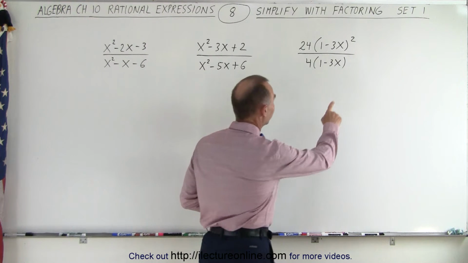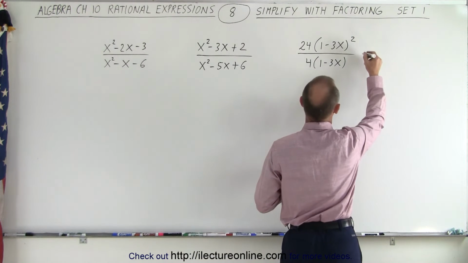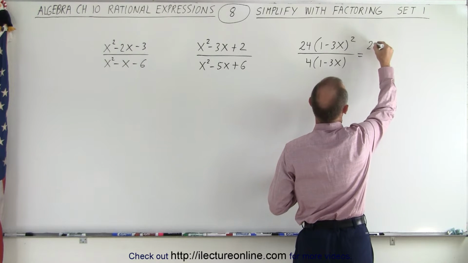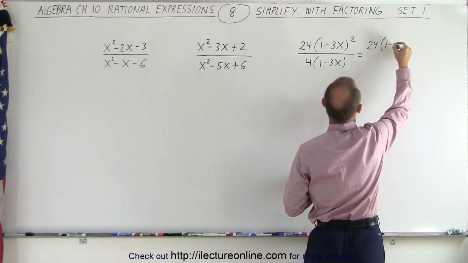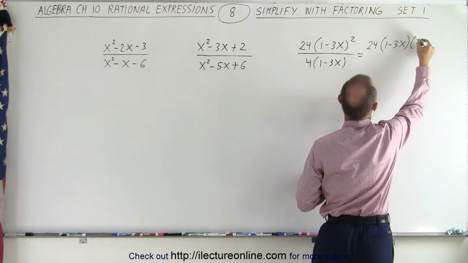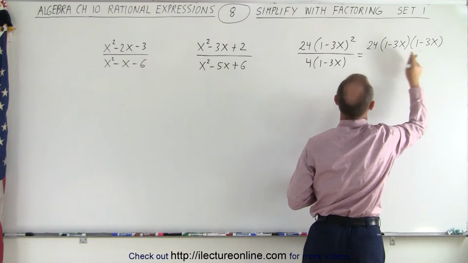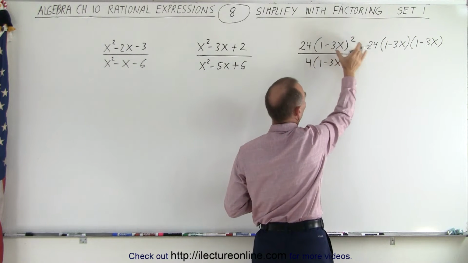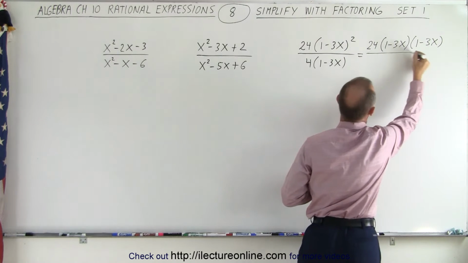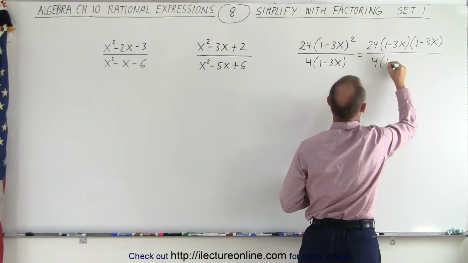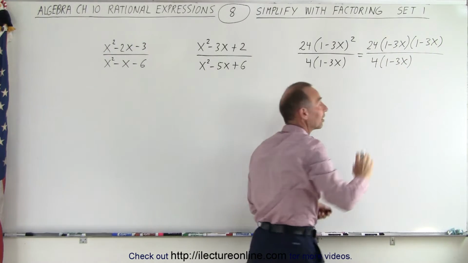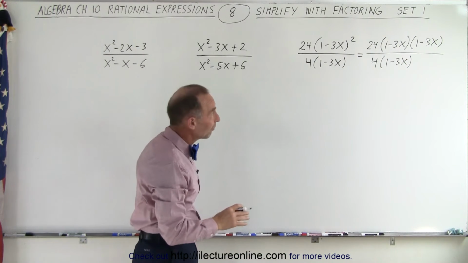So when I look at this one first, I can rewrite this as follows. This can be written as 24 times the quantity 1 minus 3x times the quantity 1 minus 3x, because essentially 1 minus 3x quantity squared can be written as this, and then we divide by 4 times 1 minus 3x, and then it becomes a lot easier to see that yes, we can simplify that.